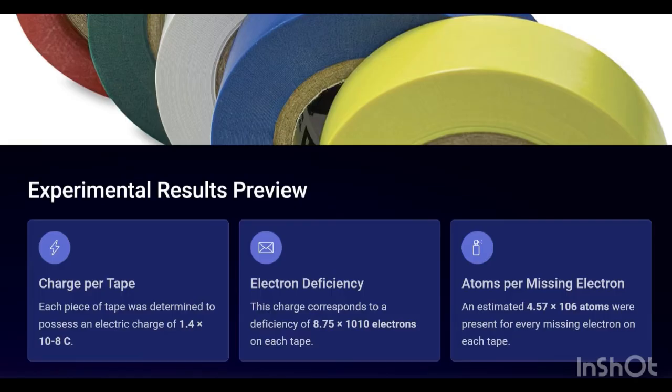We determined that each piece of tape has a charge of 1.8 times 10 to the negative 8 coulombs. Each tape has a deficiency of 8.75 times 10 to the 10 electrons, and there are 4.56 times 10 to the 6 atoms per missing electron on each piece of tape.